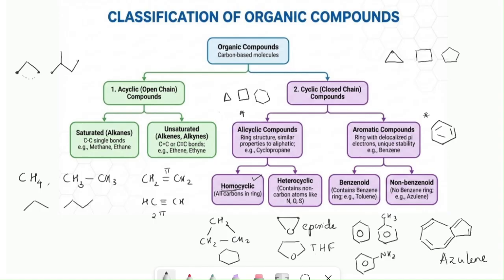So why do we have to do this classification, students? Because you already know there are millions of organic compounds, so learning each and every molecule becomes very difficult. That's why you classify the organic compounds like this, and then it becomes easier to understand their structure, their properties, etc. In the next class, we are going to learn some more basic concepts of organic compounds, like what are functional groups and what are homologous series.